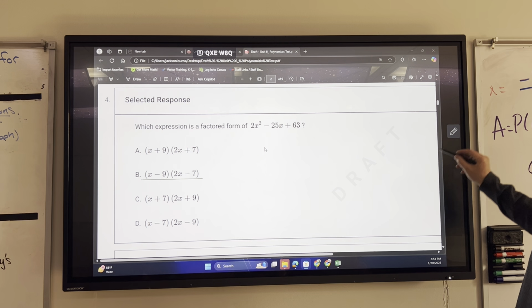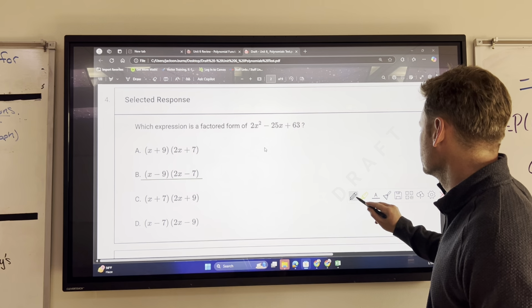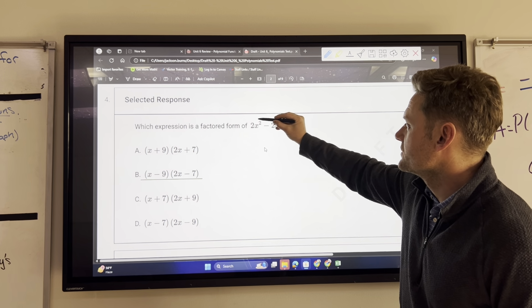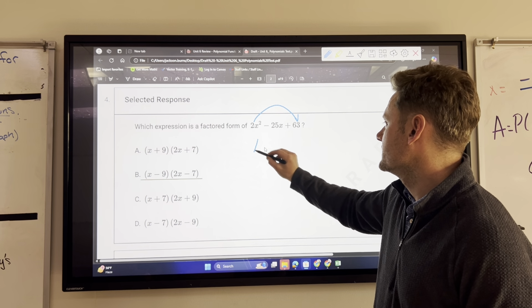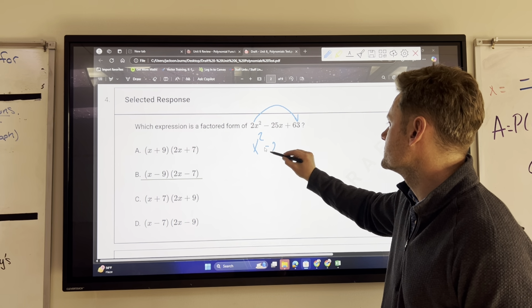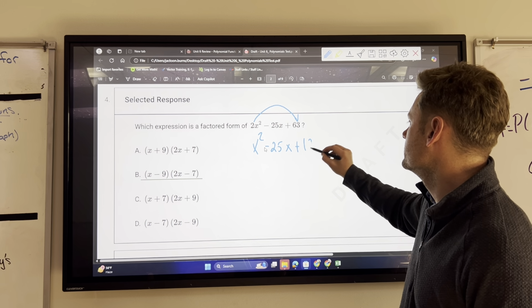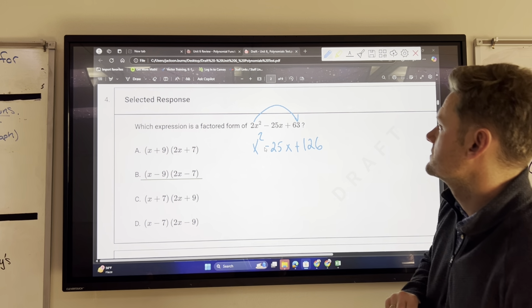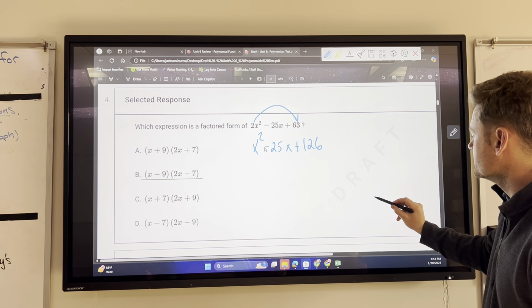All right, now factoring with a leading coefficient, right? This is our baby in the corner method. I like blue. So we're going to take our A, multiply it by our C. This is going to give us x squared minus 25x plus 126, right? I take that 2 and then put it down here in the corner.